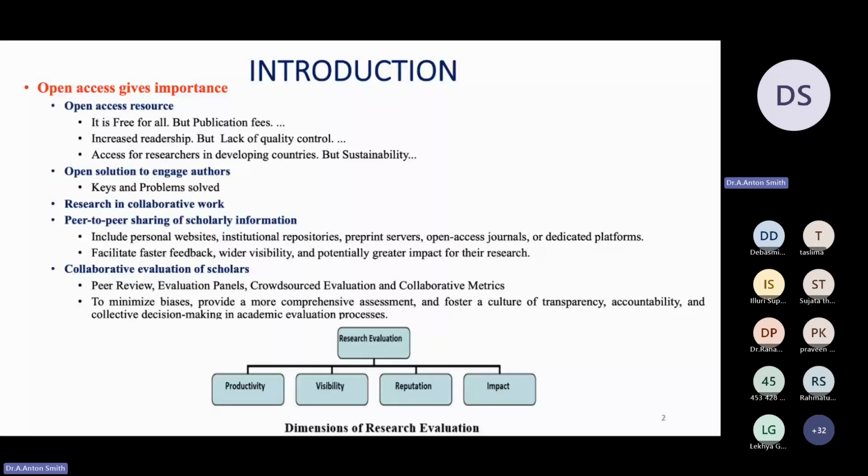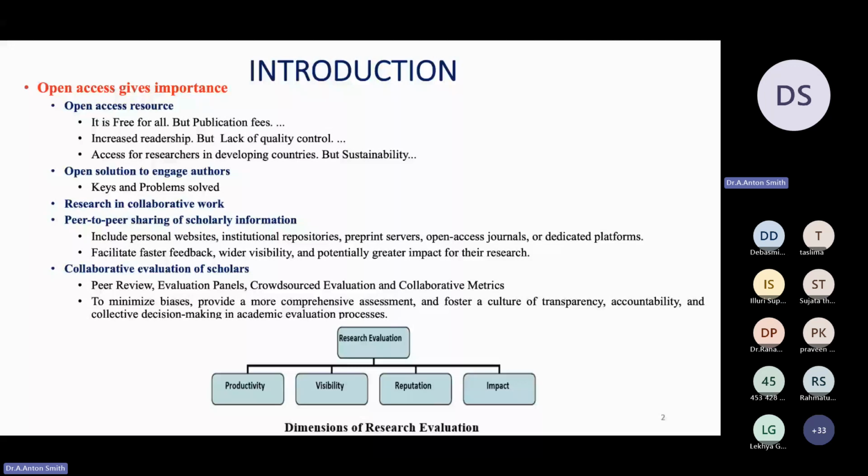The collaborative evaluation, mainly in the case of a peer-reviewed journal. A peer-reviewed journal means they go for evaluation panels with a limited number of members, along with the editor board. And this collaborative work has to be given proper evaluation. So if an institution is running a journal, they cannot keep it as an evaluation panel alone.